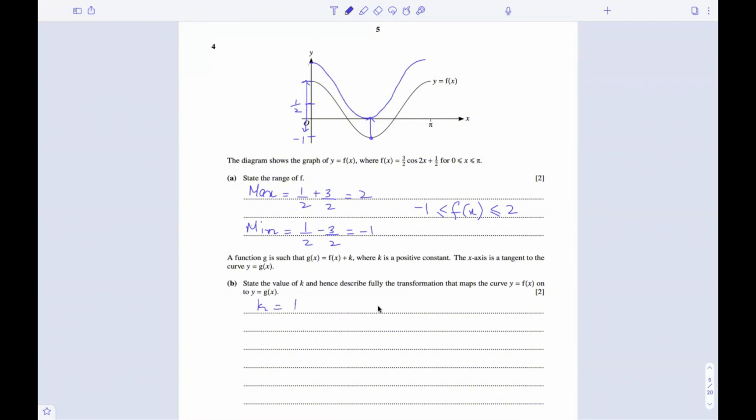As the movement was only 1 unit in the y direction, we can say that the transformation is a translation. As in translation, we either move in the x or the y axis. And in this case, we only moved in the y axis, so we can say it was a translation of 0 and 1.